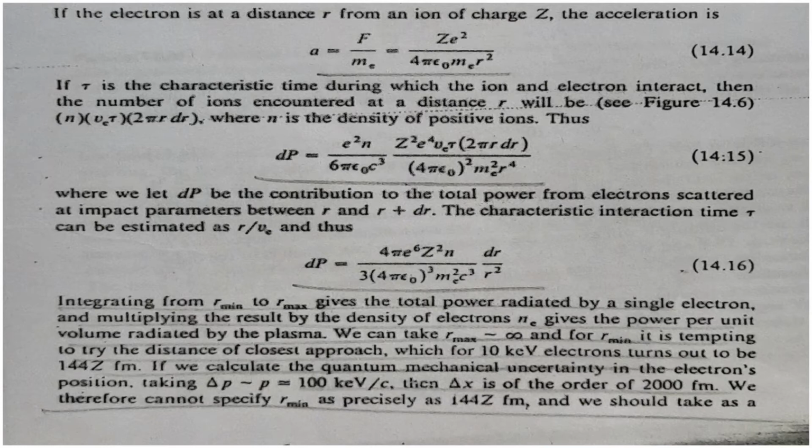If dP is the contribution to the total power from electrons scattered at impact parameters between r and r plus dr, we can write dP equal to e^2 n divided by 6 pi epsilon_0 c^3 into Z^2 e^4 v_e tau into 2 pi r dr divided by (4 pi epsilon_0) all squared into m_e^2 r^4.